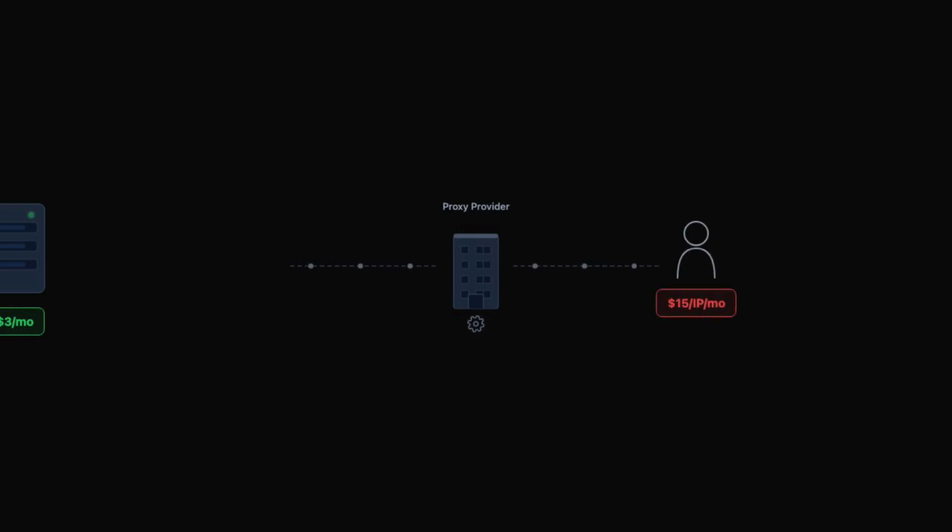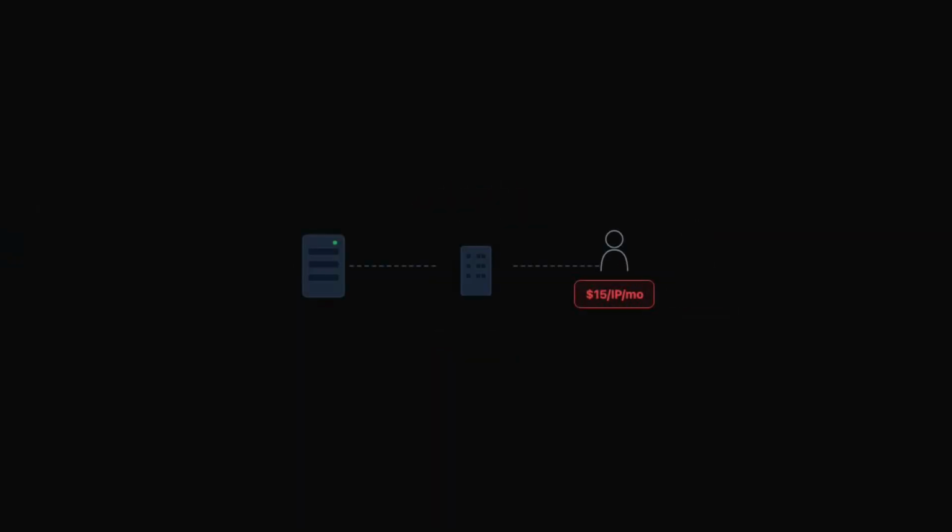Let's get into it. Alright, so before we start clicking buttons, let me quickly explain what's actually happening here so this all makes sense. When you buy proxies from a provider like BrightData or Smart Proxy, you're paying a premium, sometimes dollars per IP per month. What they're actually doing is renting cheap cloud servers, installing proxy software on them, and reselling the access to you at a massive markup. Now, what if you could skip the middleman? What if you could rent those same cheap cloud servers yourself and turn them into proxies automatically? That's exactly what we're going to do.